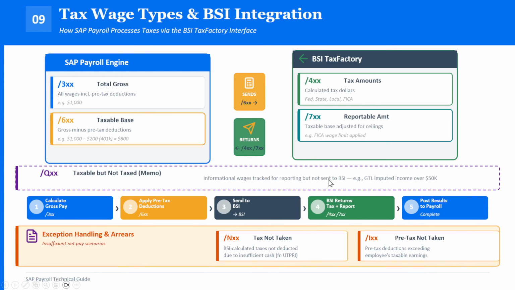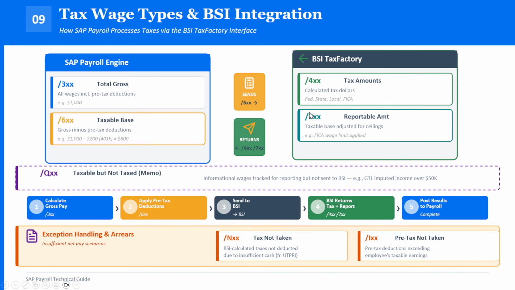So the first thing worth noting is that SAP has a US tax partner. It's called BSI, or Business Software Inc., and you might hear it referred to as Tax Factory. And so the way that this works is you have the SAP payroll engine, so that's the schema, and the schema has things like your total gross, and it has these values, and it sends these to BSI, which then returns the actual tax amounts and the reportable amounts.